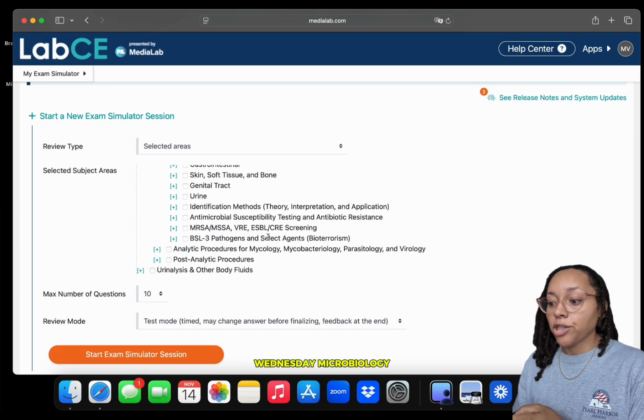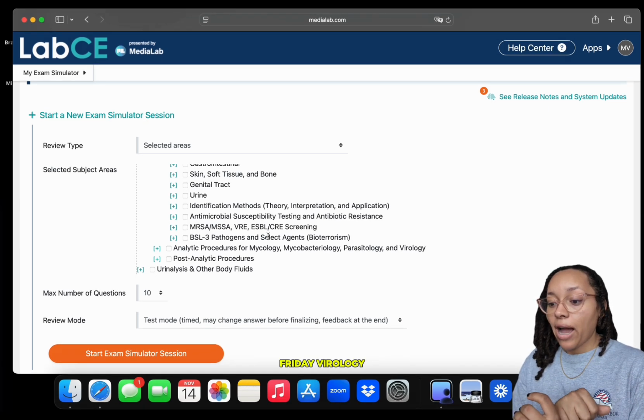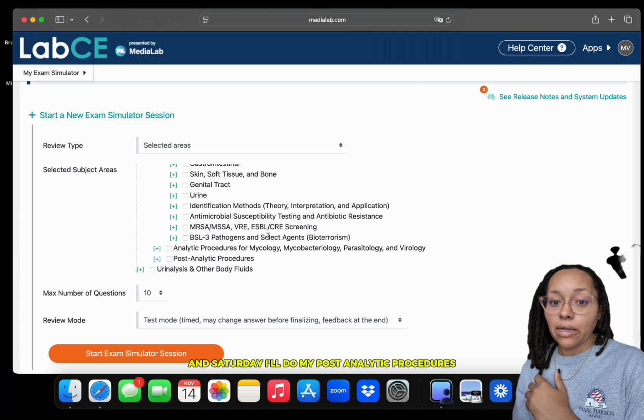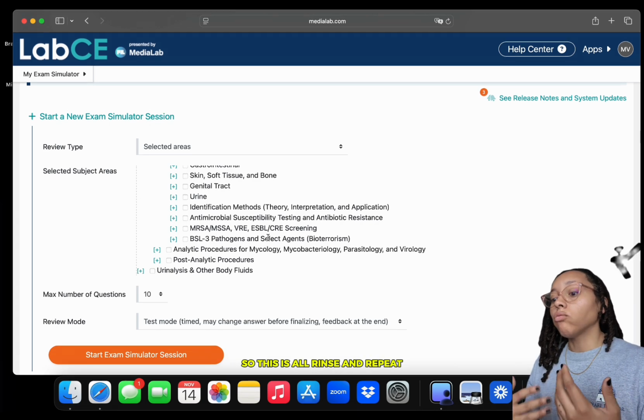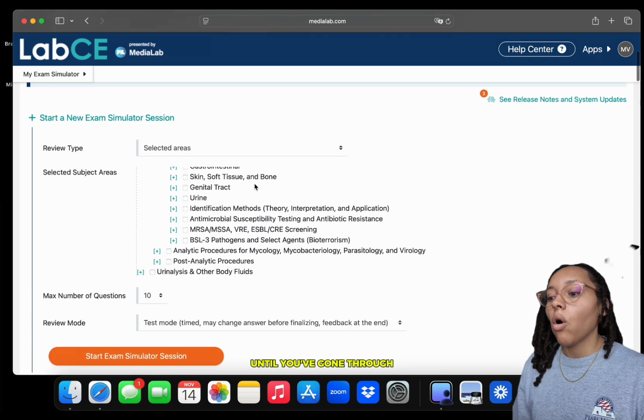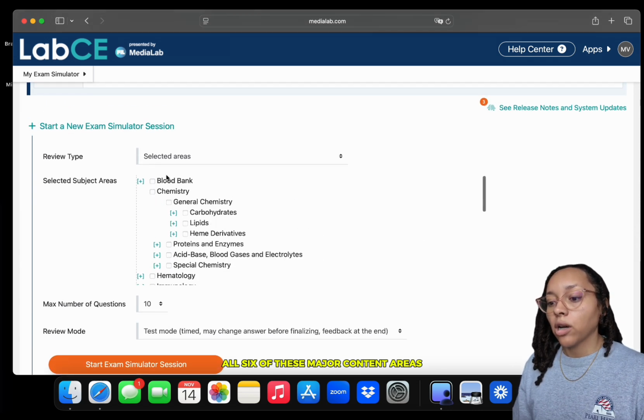Wednesday, mycobacteriology. Thursday, parasitology. Friday, virology. And Saturday, I'll do my post-analytic procedures. Sunday, I'm going to take a full-length test and repeat the process. So this is all rinse and repeat until you've gone through all 6 of these major content areas.